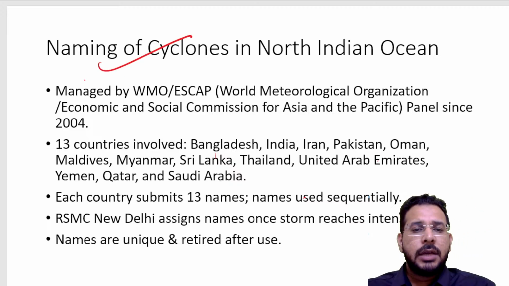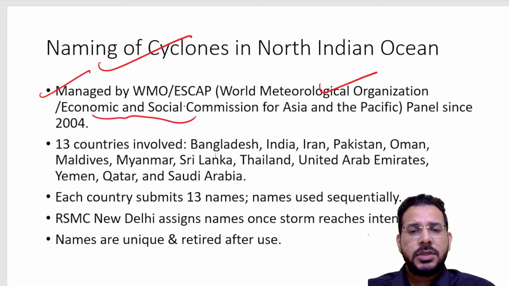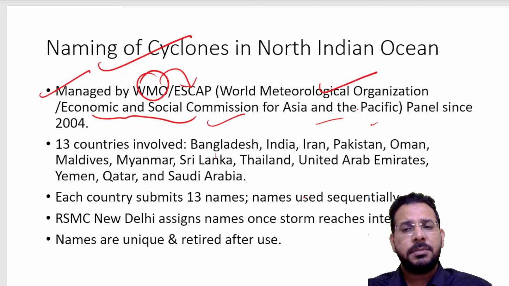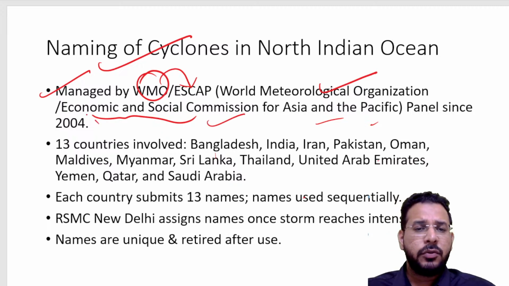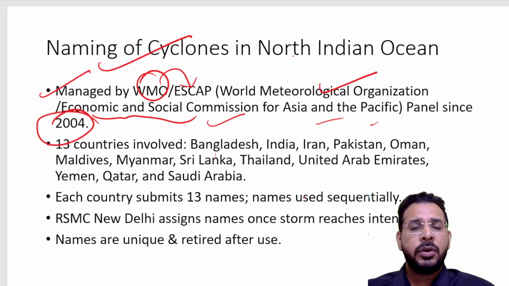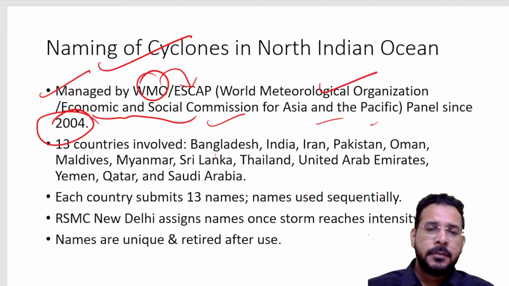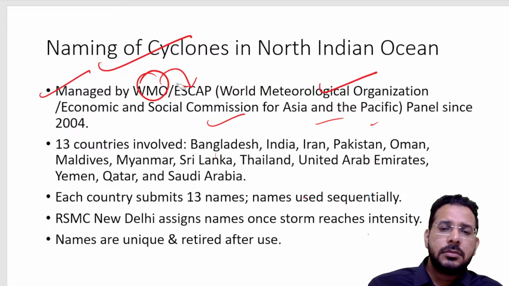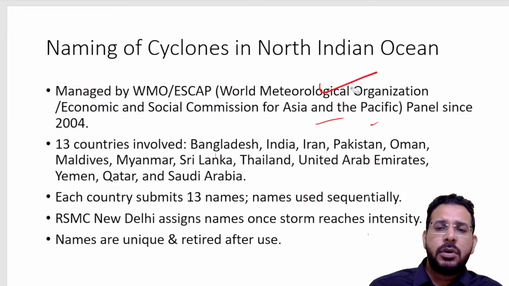So this naming of cyclones is managed by the World Meteorological Organization and the Economic and Social Commission for Asia and the Pacific, WMO ESCAP, which since 2004 has been naming the cyclones. Before 2004 we did not name cyclones. Random names were given before 2004. Now there is a procedure.